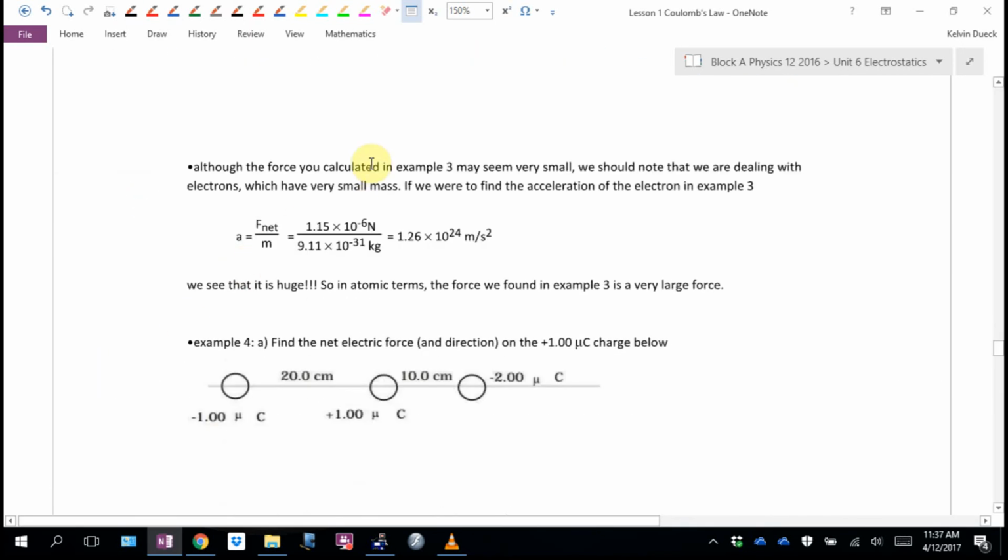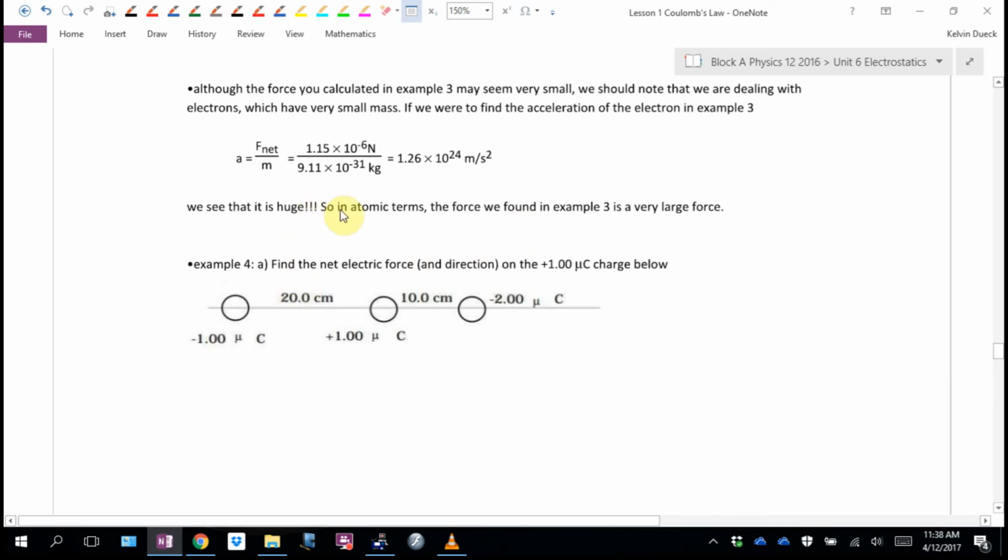Although the force seems very small, remember we're dealing with electrons, which have a very small mass. If you actually want to find the acceleration, because F equals ma, if you take that force and divide it by the mass of the electron, you get an acceleration of 1.26 times 10 to the 24th meters per second squared. It's massive. Gravity is a very weak force. Electromagnetic force is a much stronger force. So in atomic terms, the force that we found is a huge force.